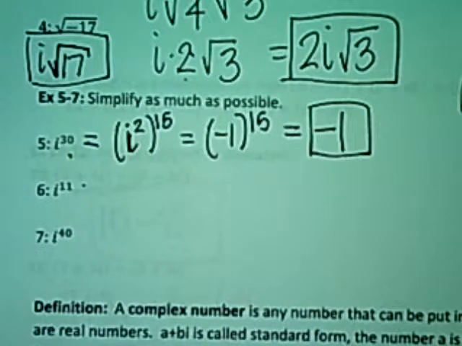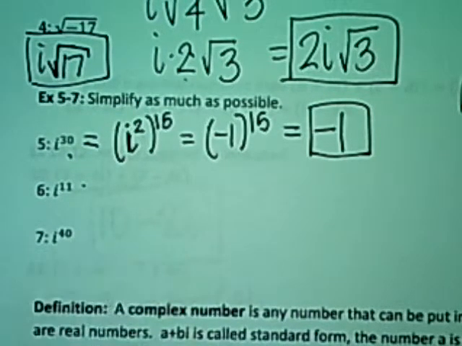You could use i to the fourth. If you've done it before, you might have used i to the fourth. That works, but multiples of 2 are probably easier to figure out than multiples of 4, so that's why I'm using i to the second.